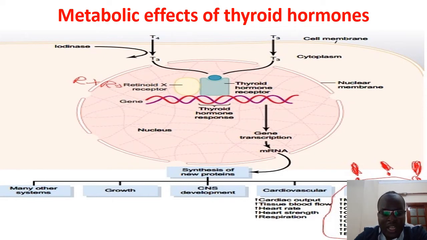And these proteins are required by other systems. Many systems will require these proteins, which could be enzymes. They are also required for body growth. So thyroid hormones have an effect on body growth.